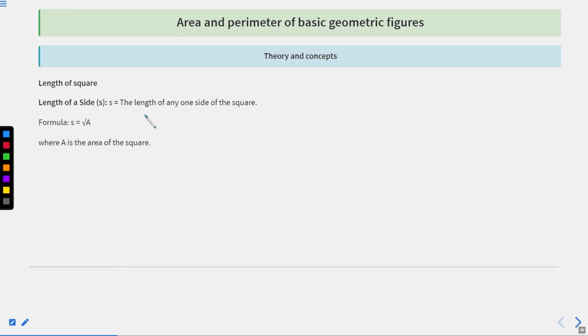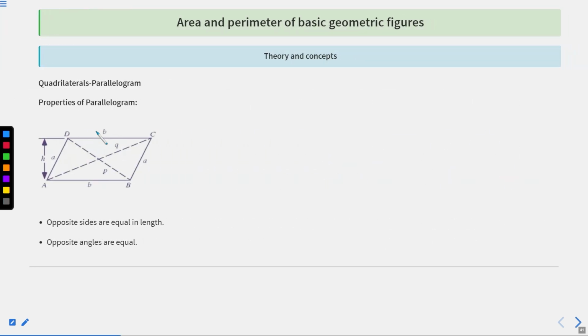Length of sides. The length of any one side of a square. If the area is known to you and you are interested in finding the length of a side, it will be given by s equal to under root a. This is not a different formula. It is same what we use to find the area. The same formula is used here. We have just taken the square root both sides and changed a little bit so that we obtain the value of s.